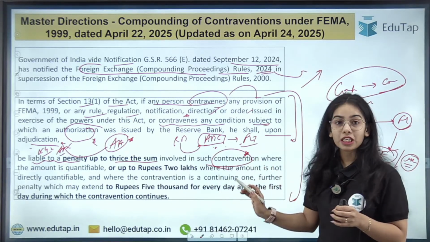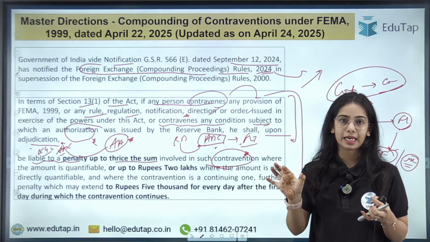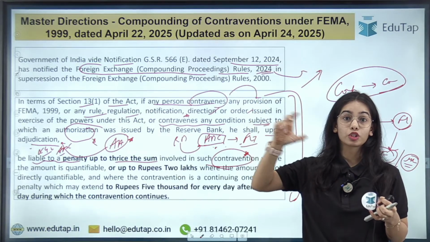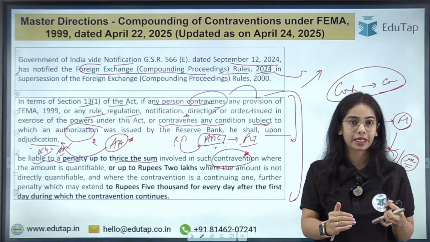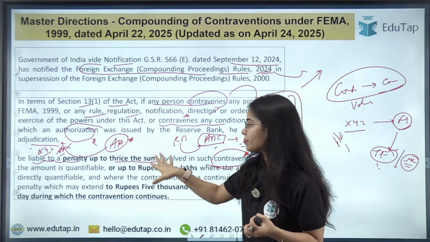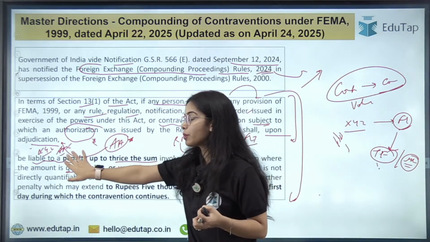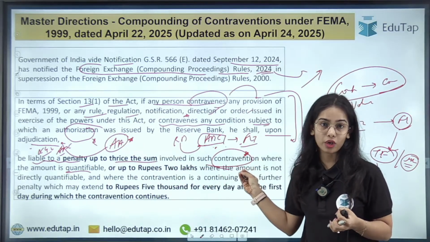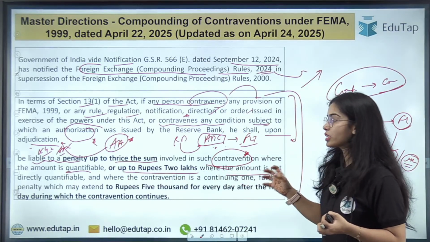If you have done a breach, let's say you have made extra investment compared to the limit that was decided. The limit was $1 billion, but you have invested $2 billion. So you have invested more than the limit that was decided. So there is some sum involved in such contravention where the amount is quantifiable. So the penalty can be up to thrice the sum involved in the contravention, or up to rupees 2 lakhs where the amount is not quantifiable.